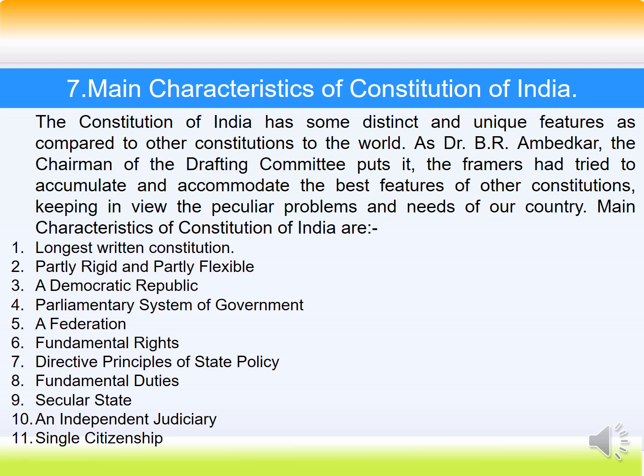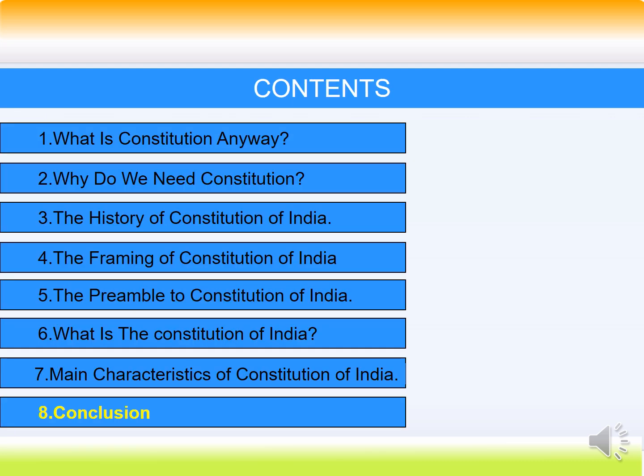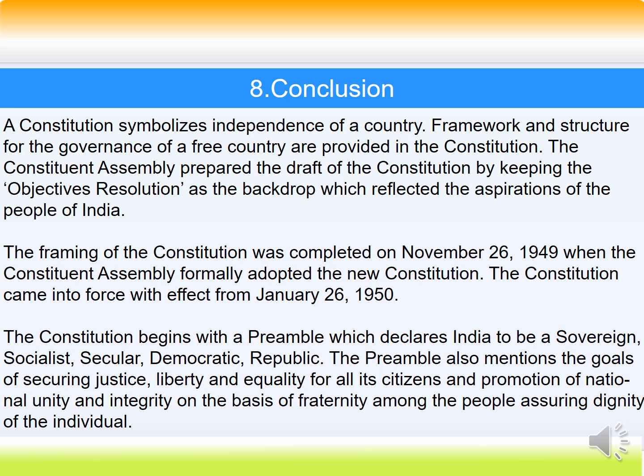The characteristics of the Constitution of India are listed below; we have already discussed this. And in conclusion, the Constitution symbolizes the independence of our country. A framework and structure for governance of a free country are provided in a constitution. The Constituent Assembly prepared the draft of the Constitution by keeping the objective resolution as a backdrop, which reflected the aspirations of the people of India. The Constitution begins with the preamble, which declares India to be a sovereign, socialist, secular, democratic republic. The preamble also mentions the goals of securing justice, liberty and equality for all its citizens and promotion of national unity and integrity on the basis of fraternity among the people, ensuring the dignity of the individual.